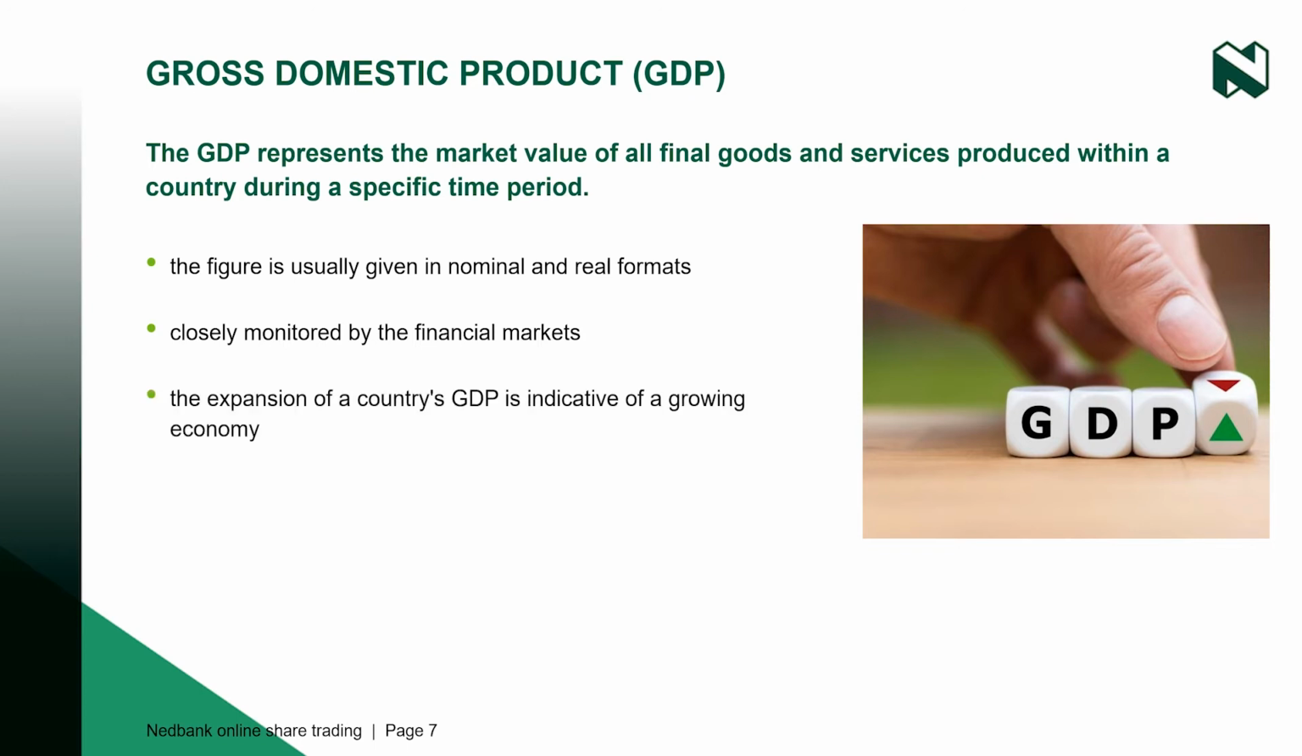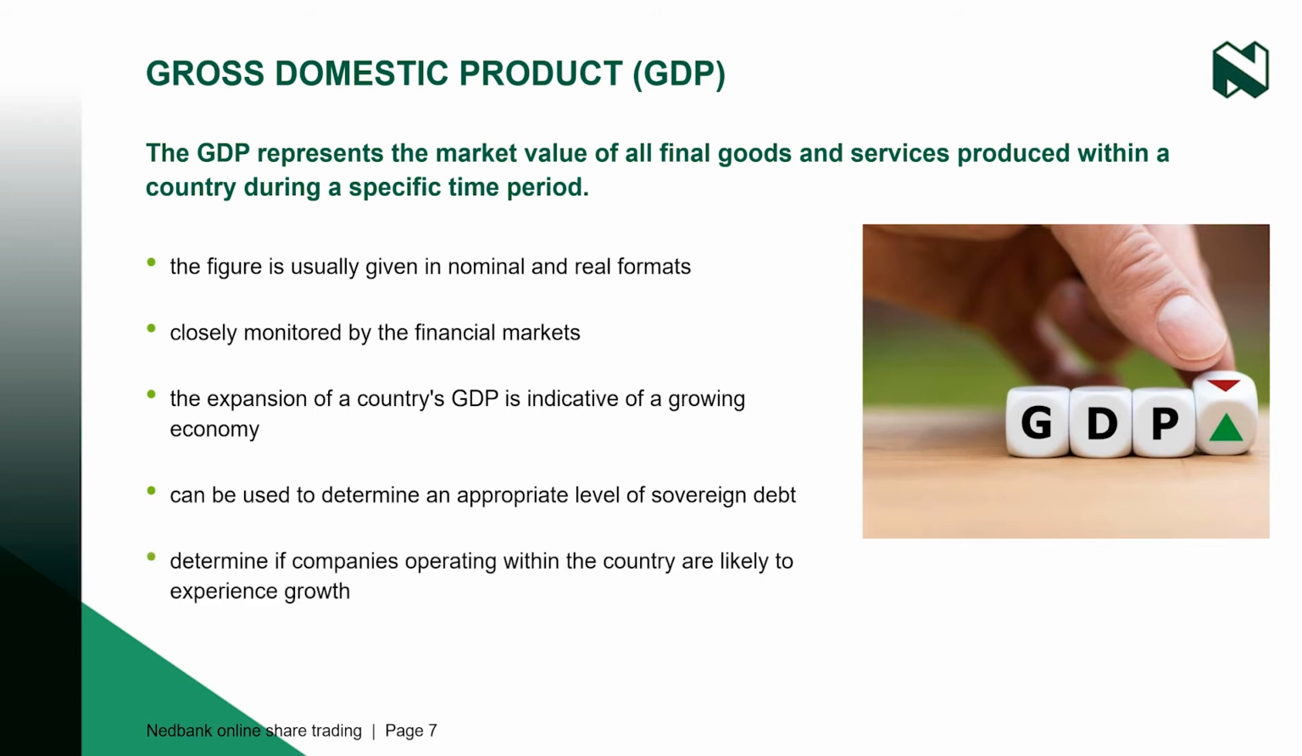GDP is considered a good economic indicator as it accurately measures the size of the economy. However, GDP is a lagging indicator, which means there is only so much it can reveal about the outlook for an economy. It can be used to determine an appropriate level of sovereign debt for a country. GDP determines if companies operating within the country are likely to experience growth.